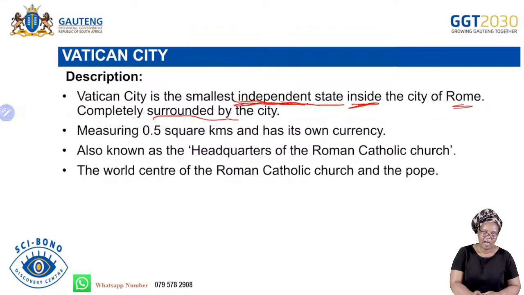They do their own things. They measure 0.5 square kilometers. The area is so small. They have their own currency. They use their own money.